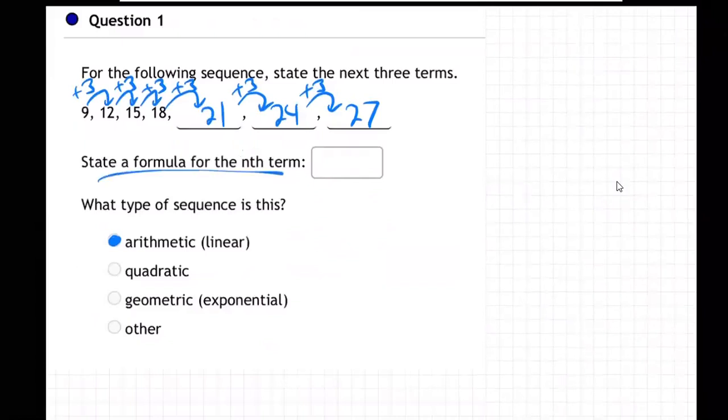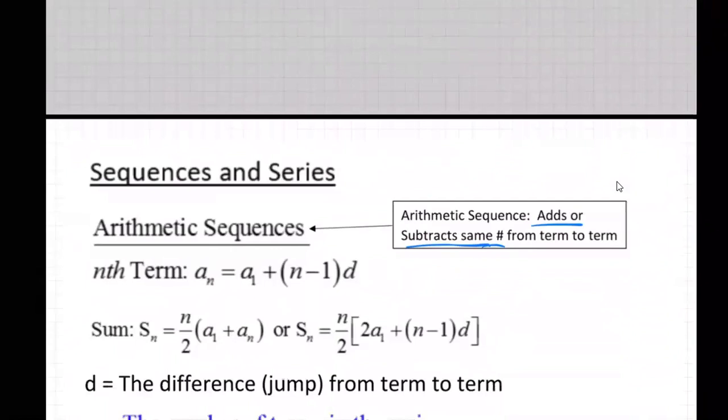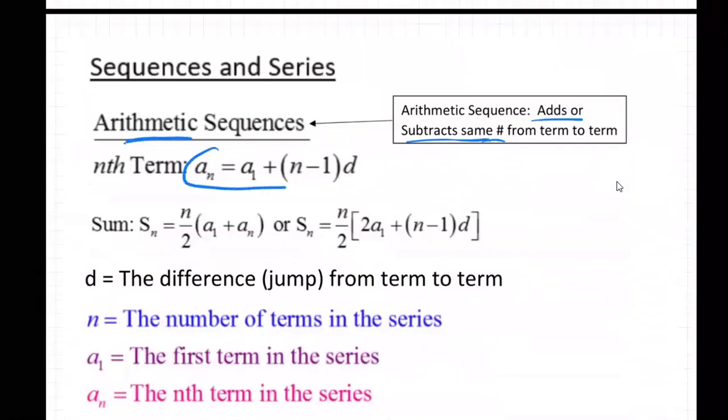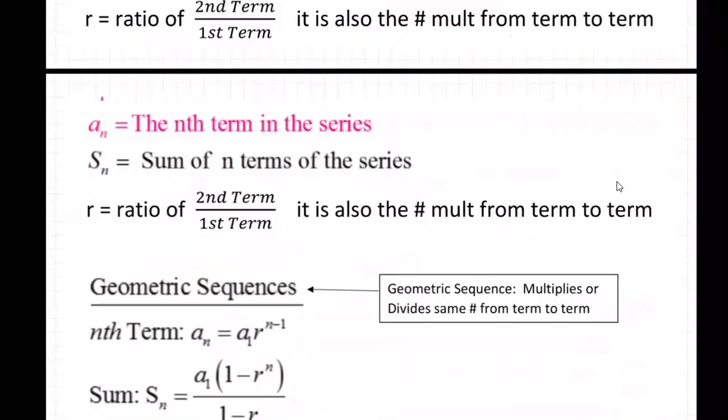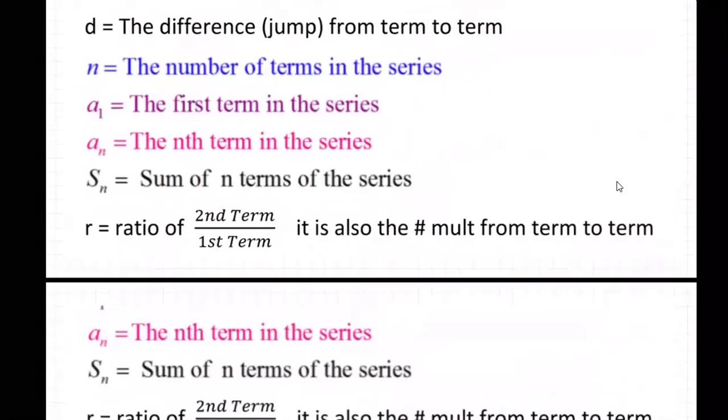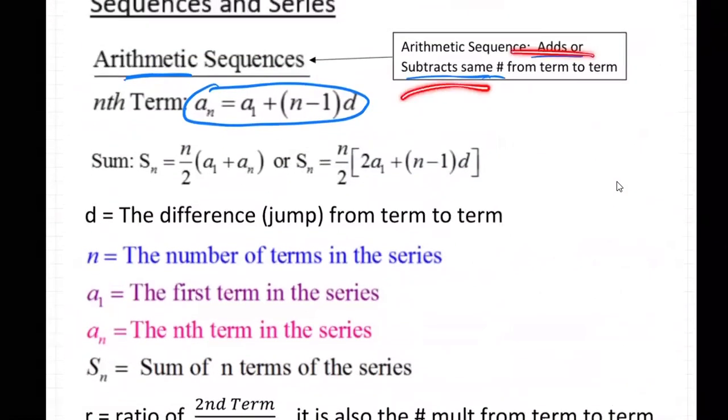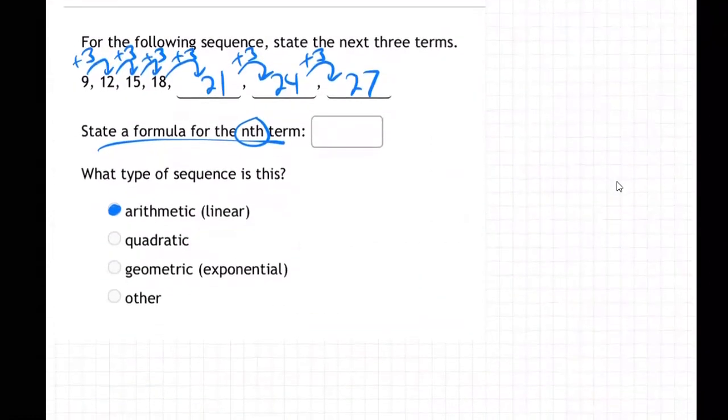Okay, now they want a formula for the nth term. Well, since we know it's arithmetic, let's grab the nth term formula for arithmetic, instead of the one down here for geometric, because we don't have geometric. We're not multiplying the same number from term to term. We are adding the same number from term to term. So we grab the arithmetic formula. The arithmetic formula is a_n = a_1 + (n - 1)d. See there. Okay, so now, how are we going to do this?